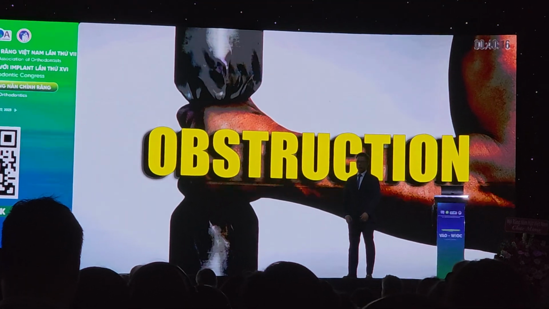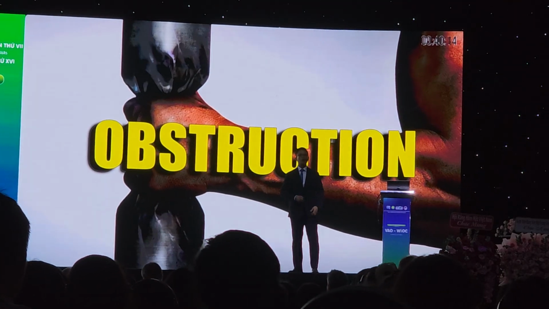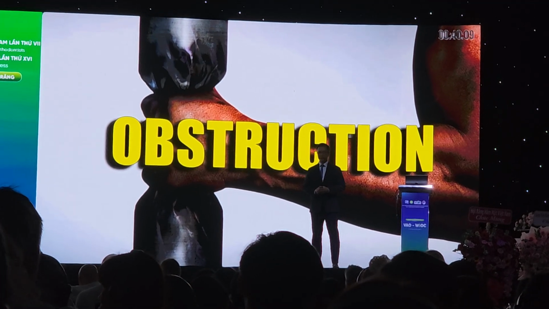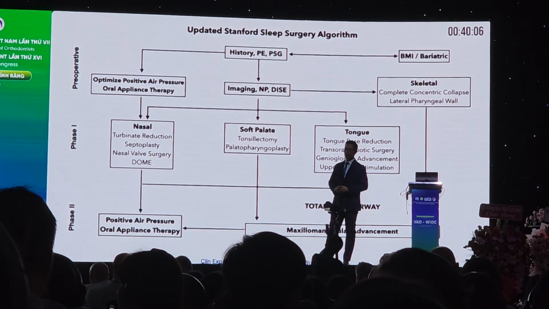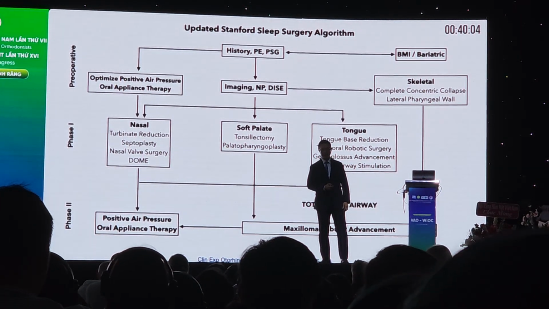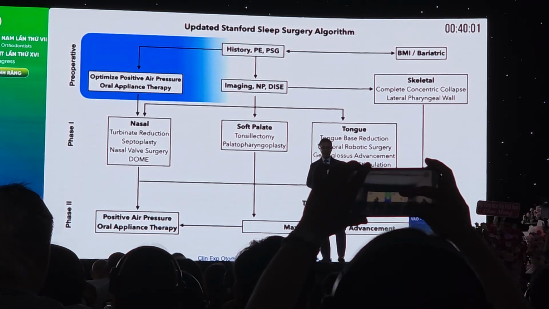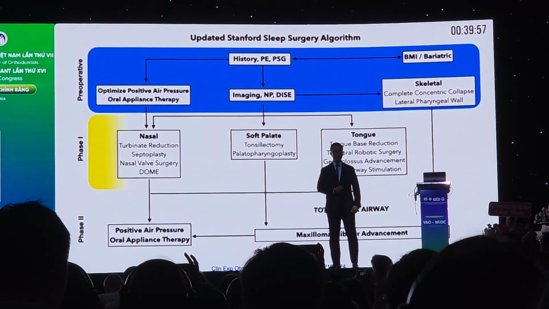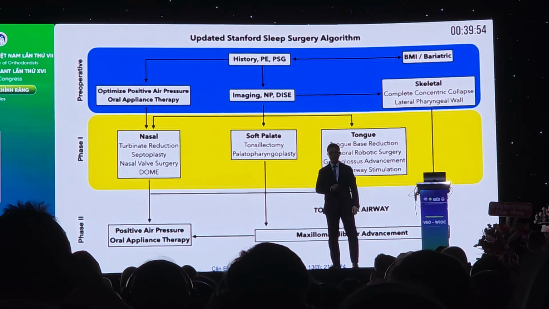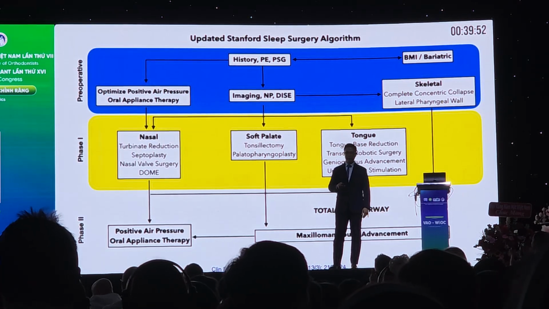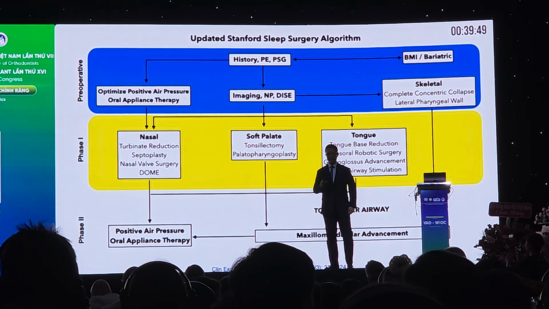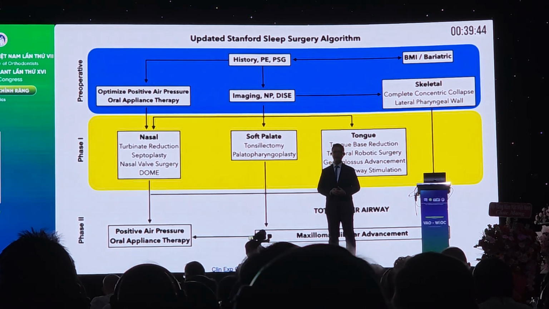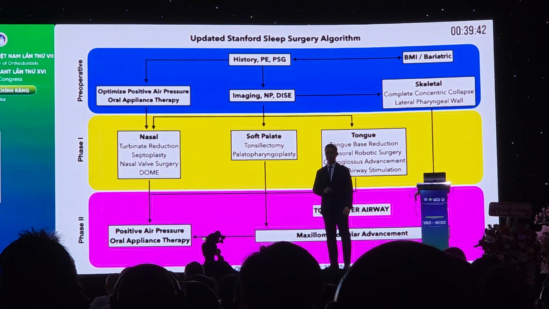has been a hot topic for us. But before you treat, you really have to do the right diagnosis. You have to know where the obstructions are. And this is the new protocol from Stanford's sleep surgery algorithm. Based on the pre-operative evaluations, and depending on the obstruction site, you do either nasal surgery, or palatal surgery, or tongue surgery. And one of the new things is when you have a skeletal obstruction, especially complete concentric collapse, you go directly to maxillomandibular advancement surgery.